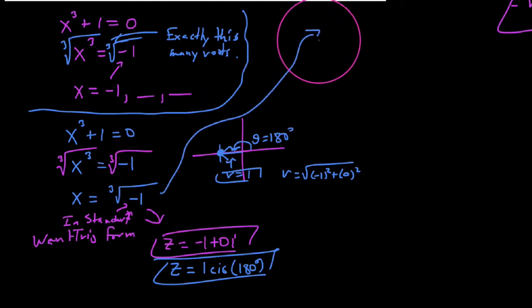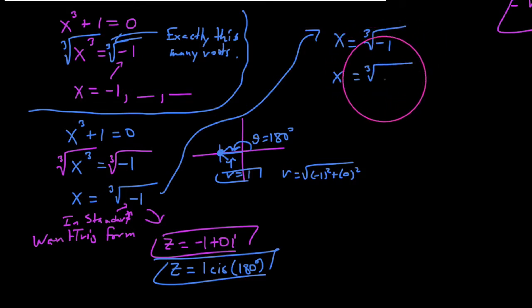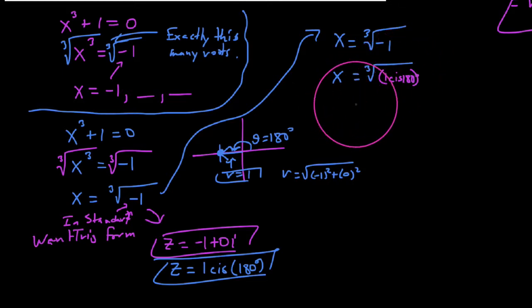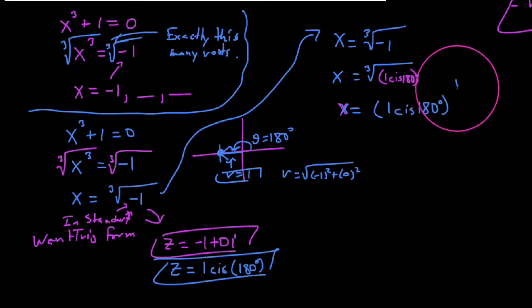I'm going to borrow some real estate over here. We say that x, which is equal to the cube root of -1, has to be the cube root of our number here, 1 cis 180 degrees, because they mean the same thing. Furthermore, x is equal to 1 cis 180 degrees to the 1/3, and now we can actually use de Moivre's theorem.